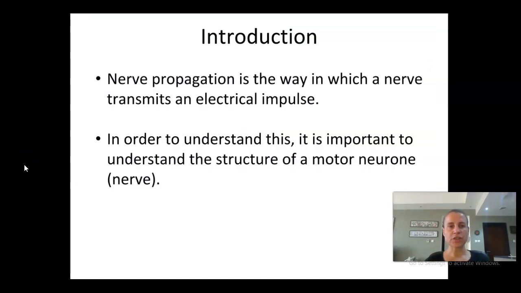As an introduction, nerve propagation, you're going to see this word quite a lot, is a way in which a nerve transmits an electrical impulse. In order to understand this, we need to understand the structure of a motor neuron. And before we go into motor neurons, I want to look at the different types of neurons that we have.